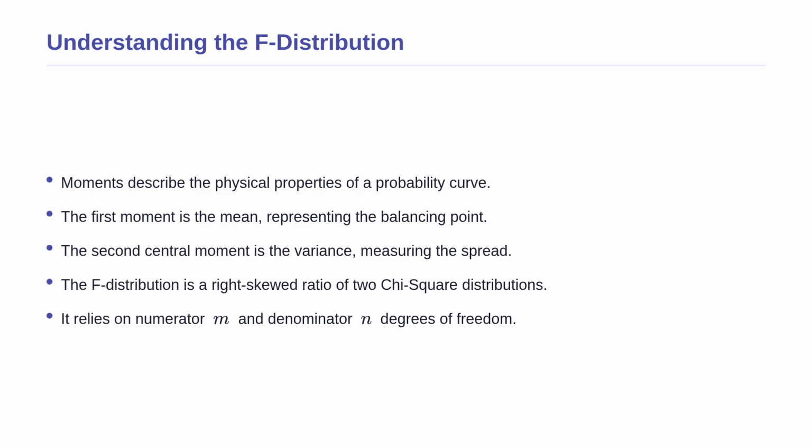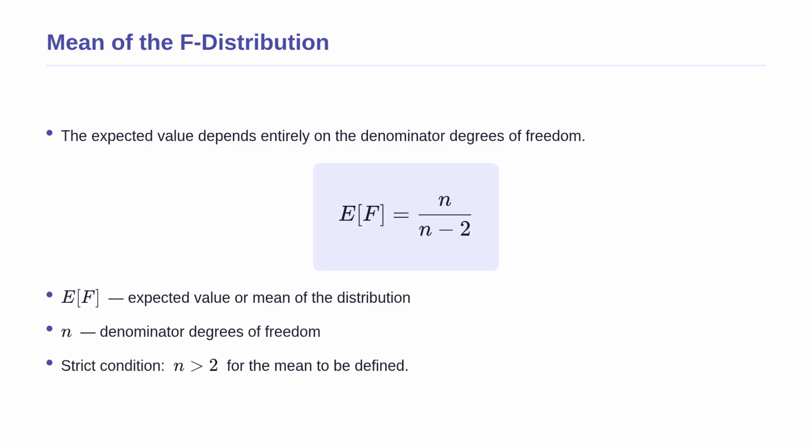The F distribution is a right-skewed curve, built by taking the ratio of two chi-square distributions. Because it is a ratio, it has two sets of degrees of freedom, m for the numerator and n for the denominator. Building on those degrees of freedom, let us look at the mathematical formula for the mean.